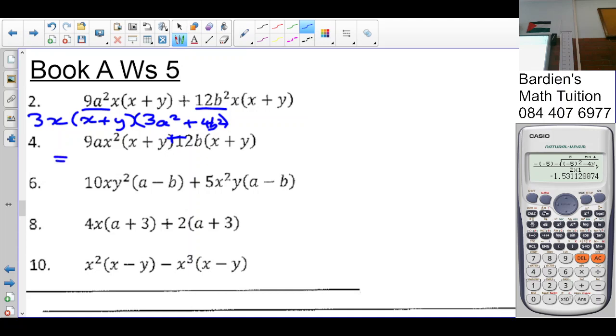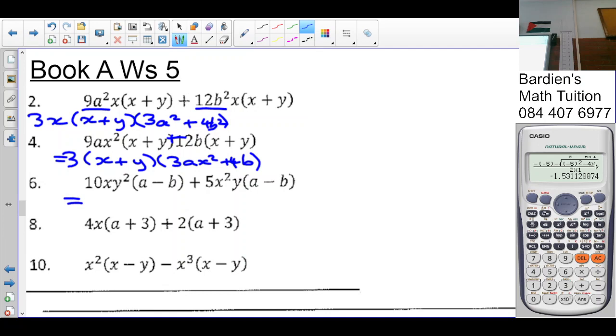We got the first common factor there of x plus 1. Then I'm left with 9ax squared plus 12b. Then what is now common? 3. Then I got 3ax squared plus 4b. Or not so? Yes. The next one.